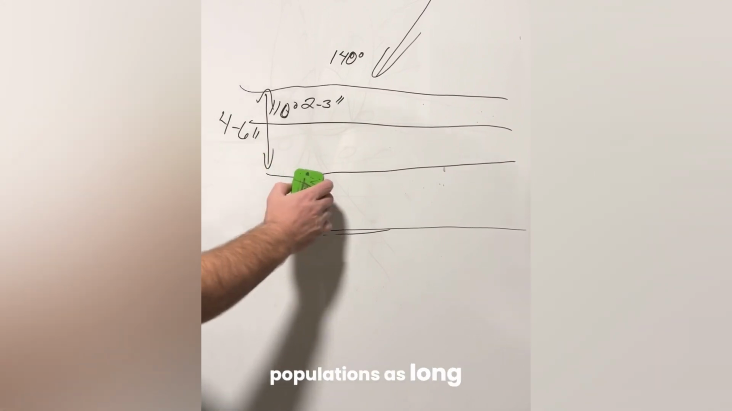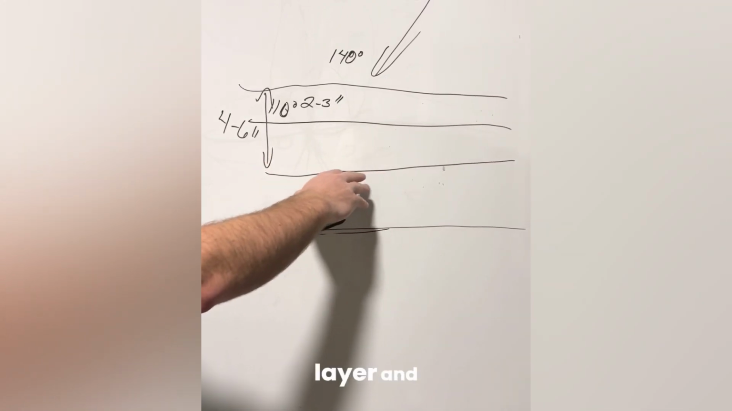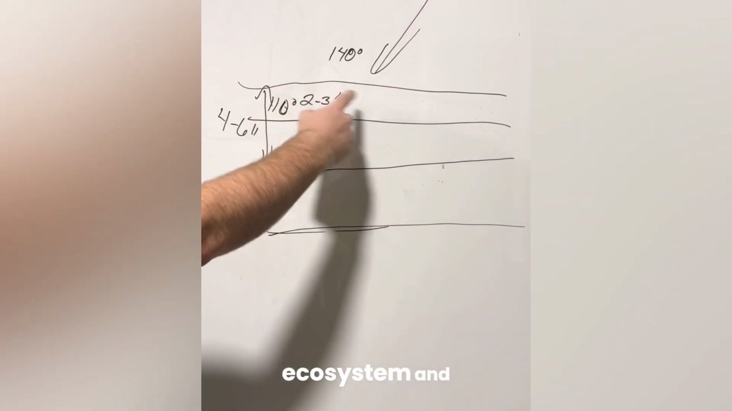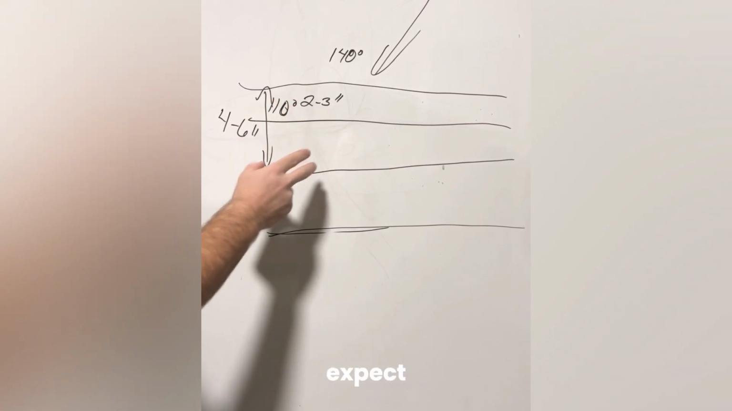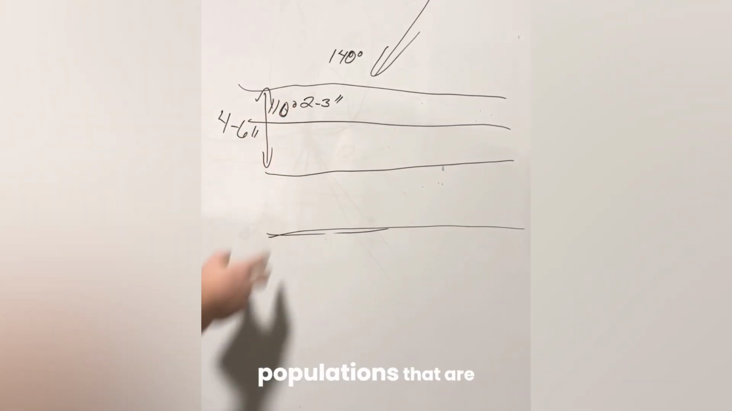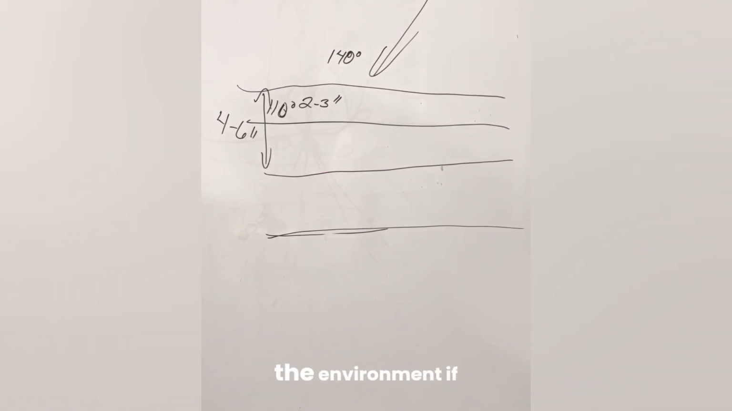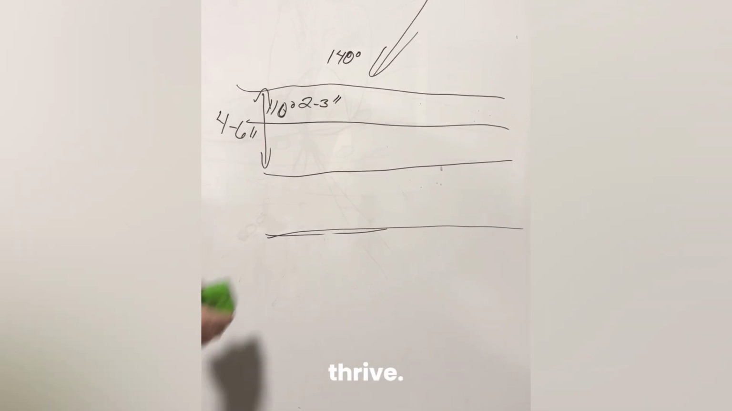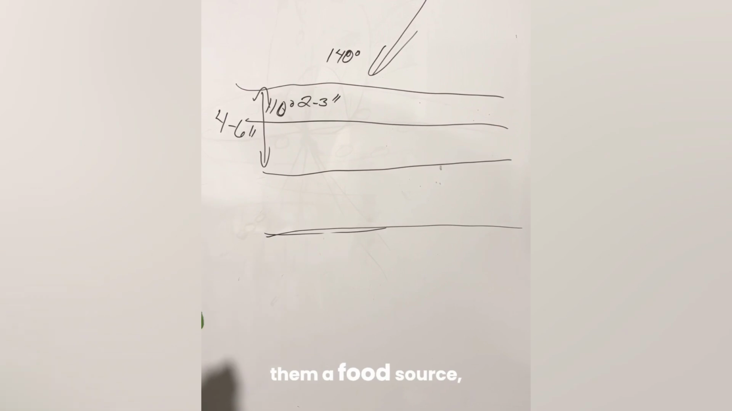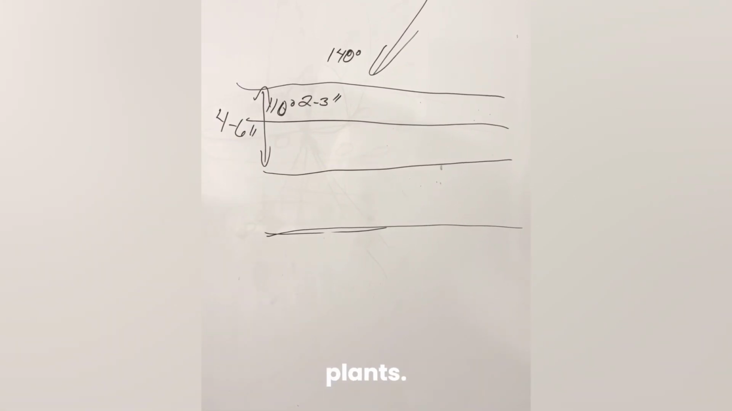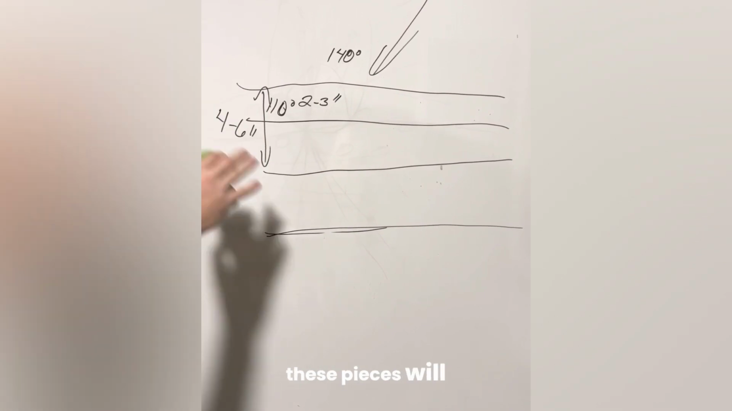You should not expect to build soil microbial populations as long as you have this very dense compaction layer and bare soils exposed to the sun. In this type of ecosystem and environment, you should not expect to establish good microbial populations that are going to be able to deliver nutrients for a crop. We need to fix the environment if we want the biology to thrive. And of course, the last piece is you have to give them a food source, which is lots of root exudates from cover crops and from keeping the soil constantly covered with green growing plants. That combination of addressing these pieces will solve all problems.